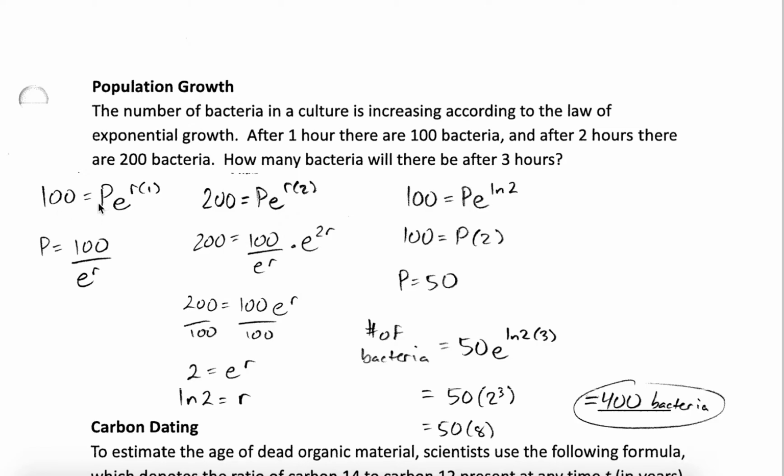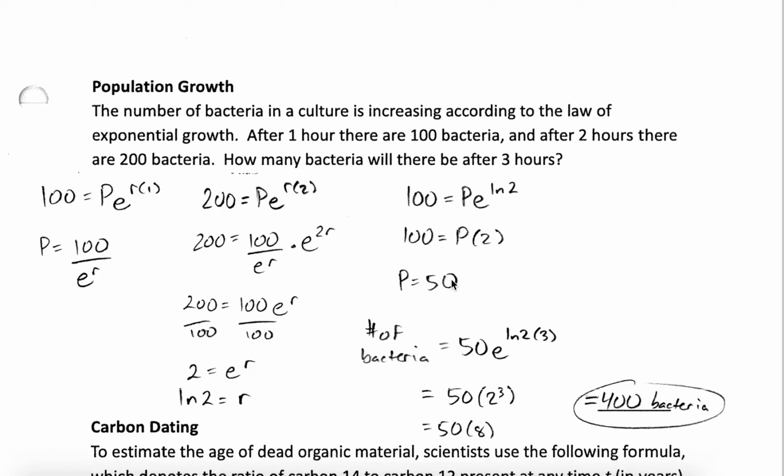So our first step was to get a P expression, so divide by e to the r. Plug that into the P spot in your second equation, which allows you to solve for r. We're going to simplify e to the 2r over e to the r, that's just e to the r. Divide by 100, natural log both sides, and our r value is the natural log of 2. So now we can plug that in and figure out what our P value is over here. It's going to be 100 divided by e to the r. Well, e to the natural log of 2 is just 2. So 100 divided by 2 is 50.